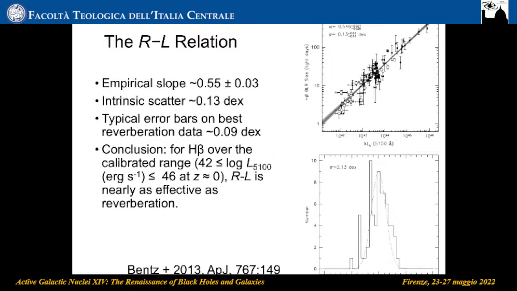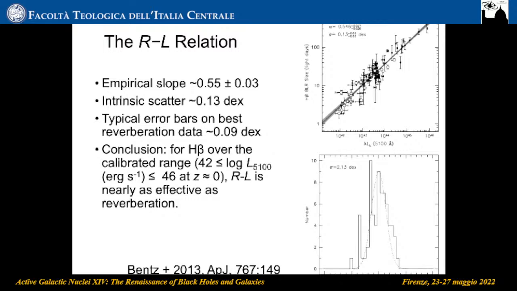Thanks to reverberation mapping, there is a very, very tight relation between the radius of the broad line region and the luminosity of the AGN that is measured at the 5100 angstrom continuum. And this relation opens up the possibility of a secondary technique so that we are able to measure black hole masses in principle just by taking one single spectrum. By taking the line width of the H beta emission line in this case, and from the measurement of the continuum at 5100, we can get the measurement of the lag, and then we are able to get the black hole mass.